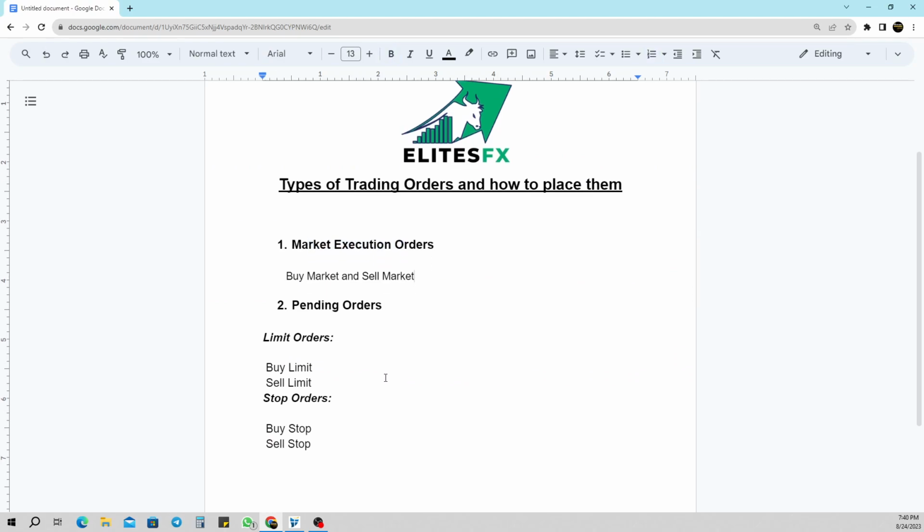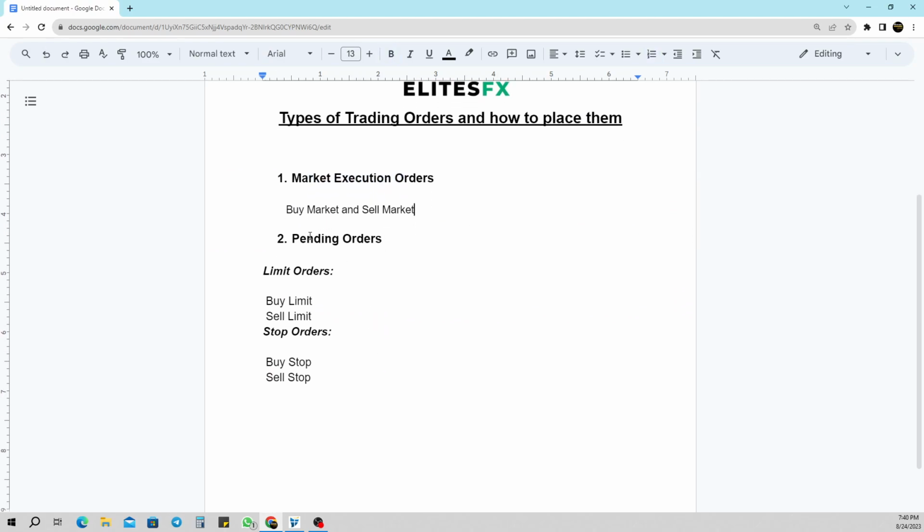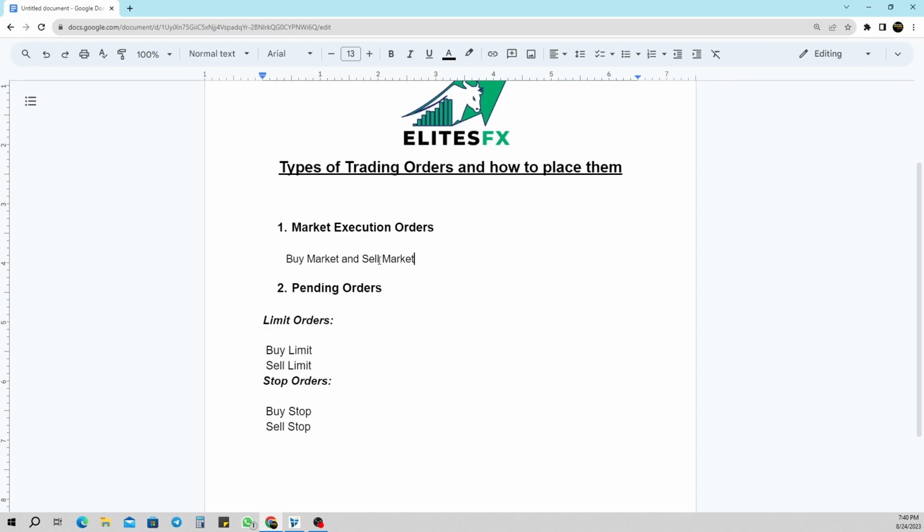The second type is pending orders. So pending orders are when we are trying to enter the market but not at the current price. We want the price to come to a specific level and then we want our orders to get executed. So in the pending orders, we will select a specific price, and when the price comes to those areas, then our order would be executed.